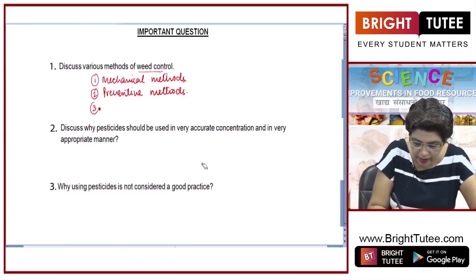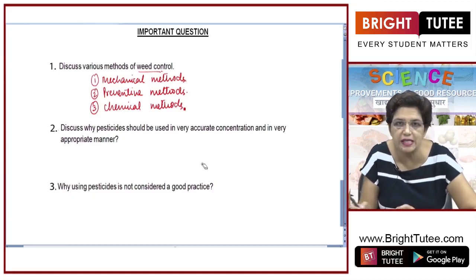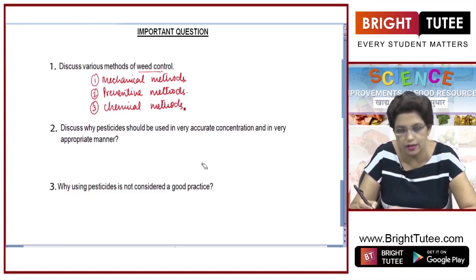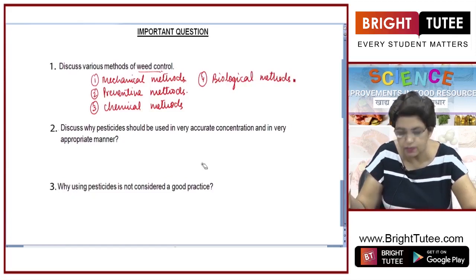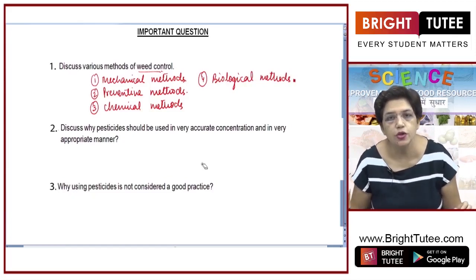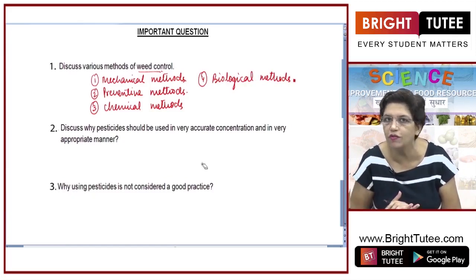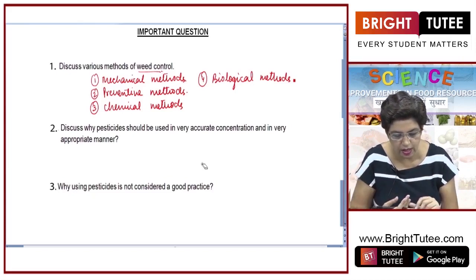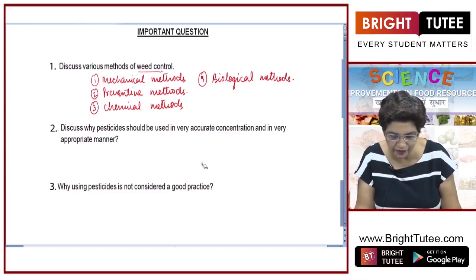And thirdly is the chemical methods. Chemical methods include spraying of weedicides on the weeds so that they are destroyed. And fourth one is biological methods. Biological method means using such variety of seeds which actually prevent the growth of weeds. So, these are various methods to control the weed growth in the field.